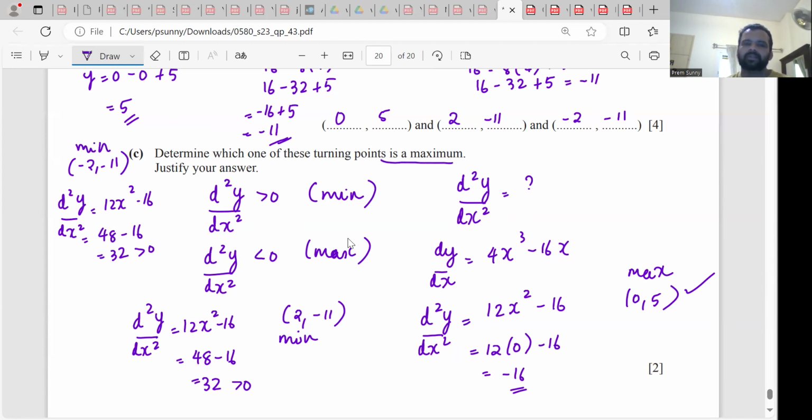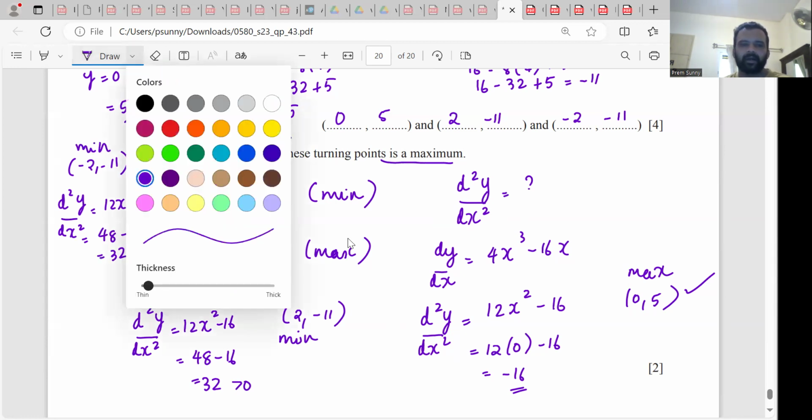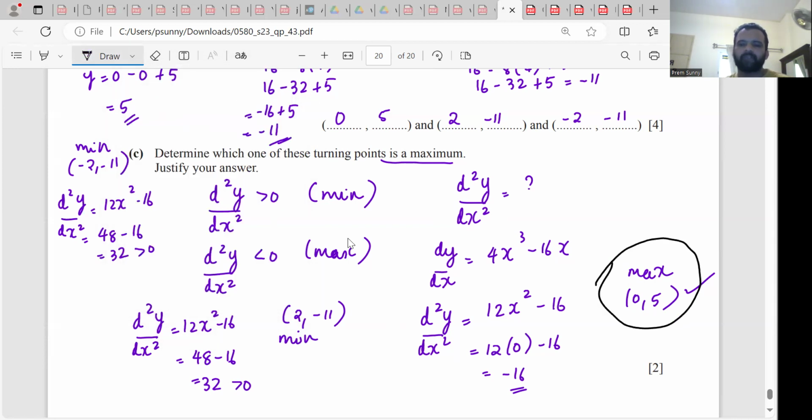In the question, they're asking us to find out what is the maximum point. So the maximum point here is 0, 5. The remaining 2 points, minus 2, minus 11. When I find out d square y by dx square, I'm getting greater than 0. That means it is a minimum. And so for 2 and minus 11 also, when I found d square y by dx square, I'm getting a value greater than 0. That means it is a minimum point.